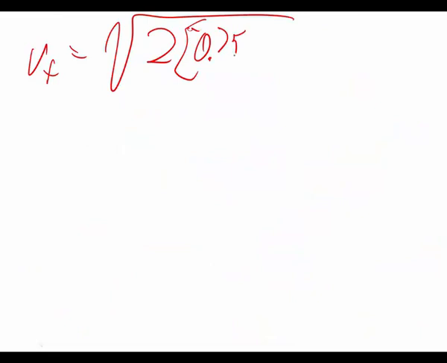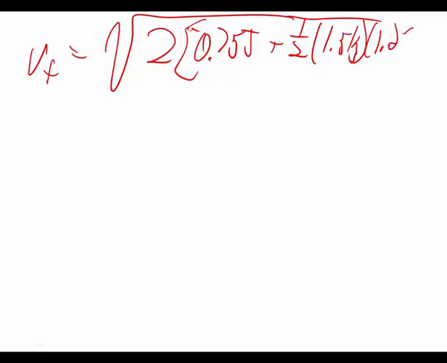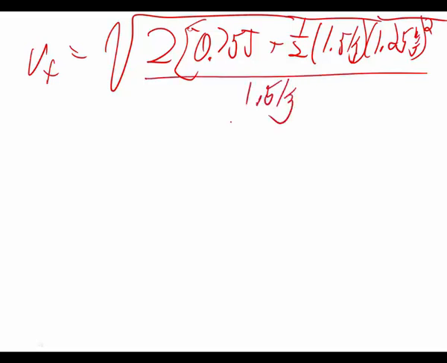So the final velocity is what? All right, it's 2 times the negative 0.75 joules, plus 1/2 times the mass, 1.5 kilograms, times 1.25 meters per second squared, all divided by 1.5 kilograms. Final velocity should be what? 0.75? Gummit.